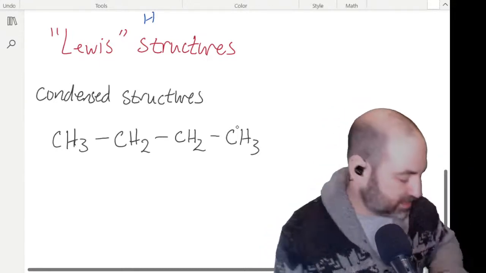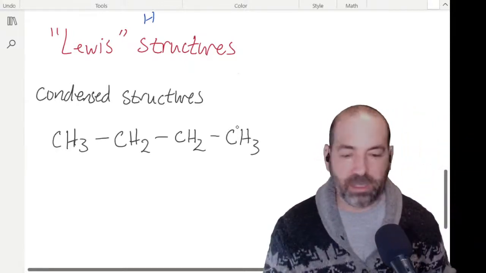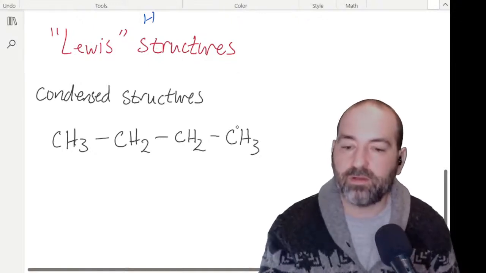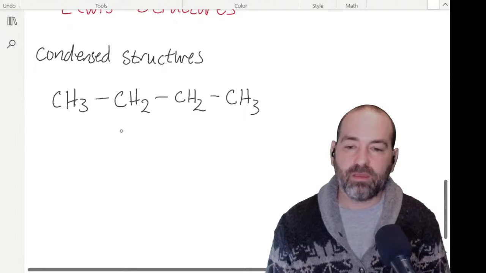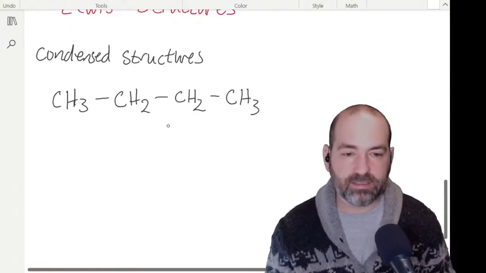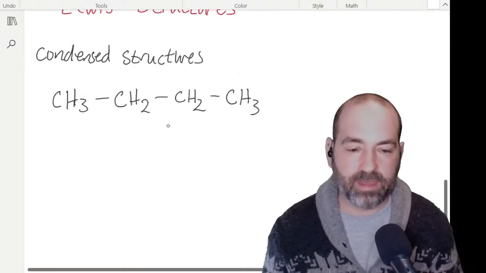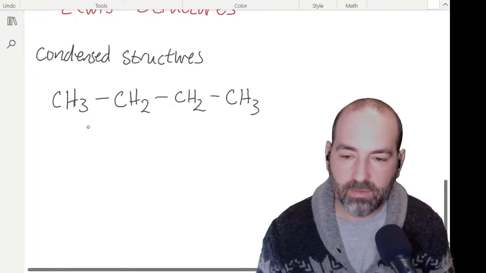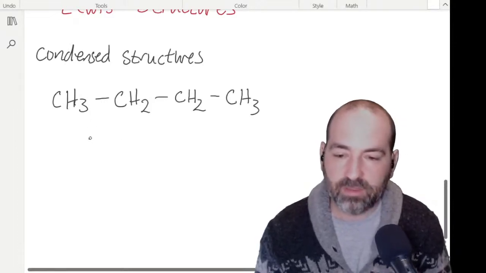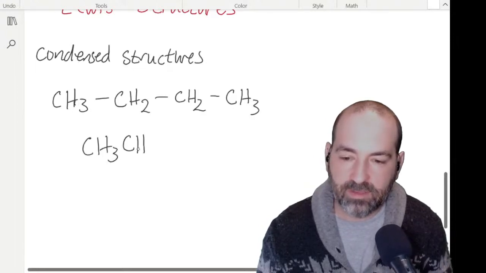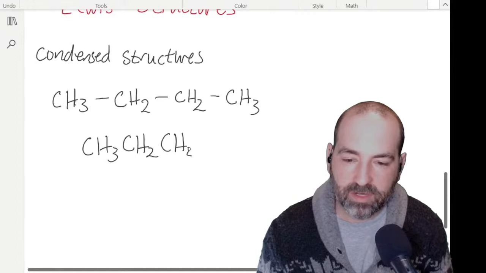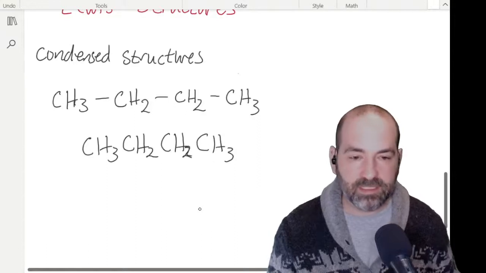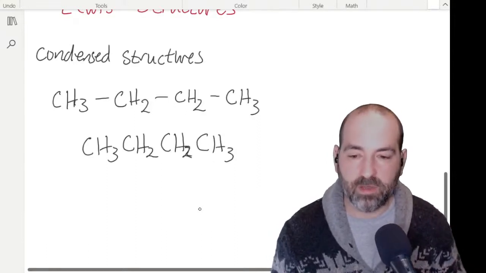Now, in fact, we can actually condense this further. So another problem that comes up sometimes is drawing structures or typing structures into a program like Word or whatever, where drawing symbols and lines and laying things out in weird directions just doesn't work that well. So instead, we can condense this even further and just put the atoms right next to each other like this. So you might see condensed structures written like this as well. That's very easy to type. All we need is a way of doing the subscript for the numbers.